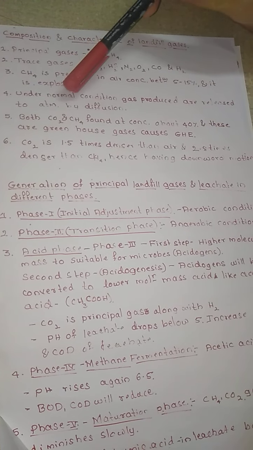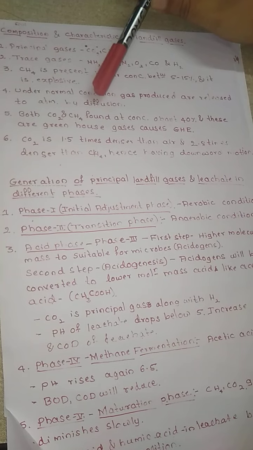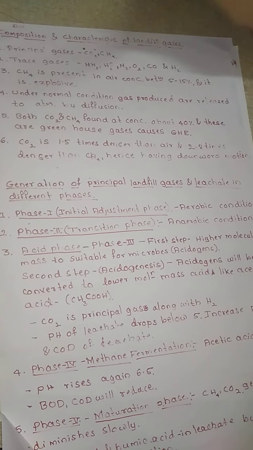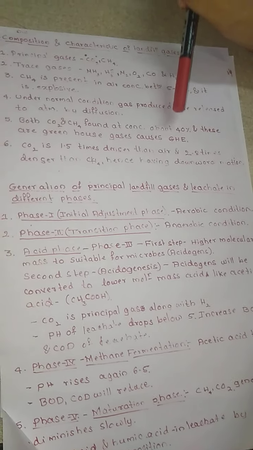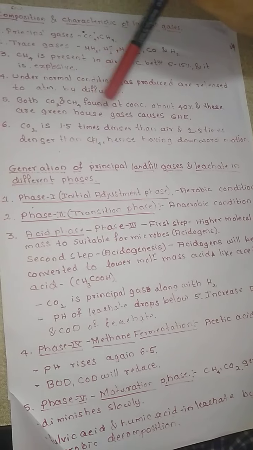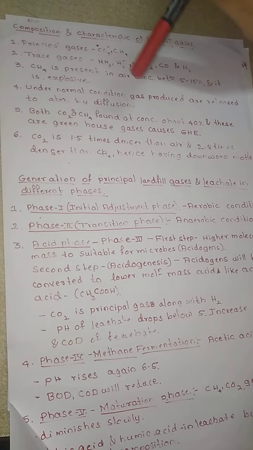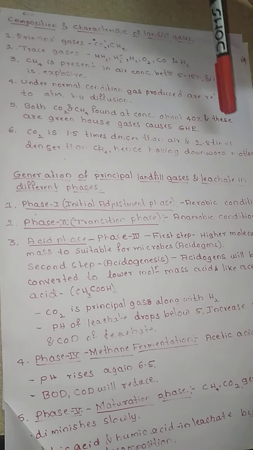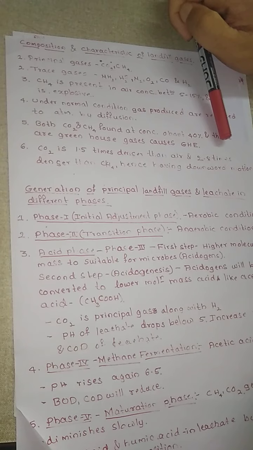Under normal conditions, gases produced are released to the atmosphere by diffusion. That means whatever gases are produced in that particular landfill are going to be released to the atmosphere by diffusion. Both CO2 and methane are found in concentrations up to about 40%, and they are greenhouse gases. GHG means greenhouse gas. So we need to take care regarding this. There should not be any kind of leakage into the landfill area.